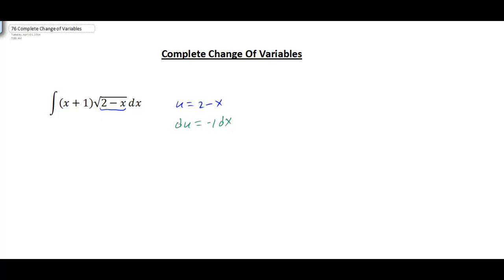And if you notice, we have this x plus 1. We have the dx and we can multiply by a negative, but the problem is we have this x plus 1. So here we can't just get this to fit the pattern that we need to have our u and du in the problem. So this is going to require us to use this complete change of variables. So what we're going to do now is we have u, which is the 2 minus x. We know what du is, but we need to find a value for x.